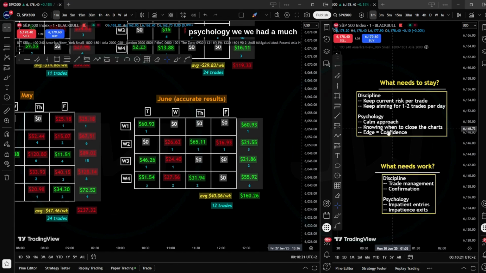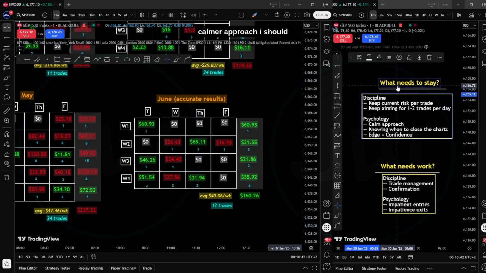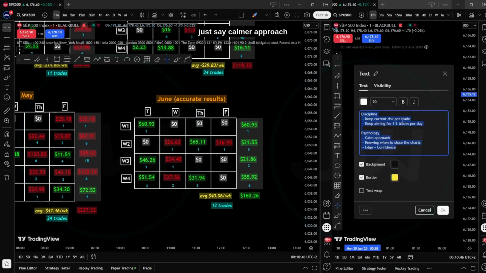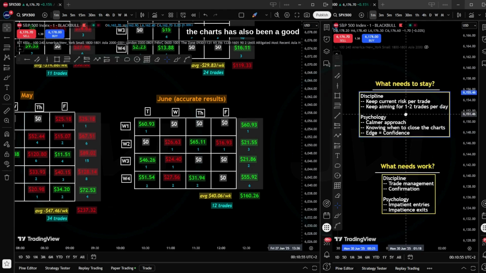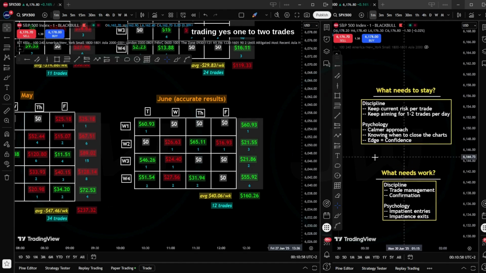Psychology, we had a much calmer approach. I've noticed less emotional, less distraction and fearfulness compared to the other months. Of course, there will be some fear and some emotion that will take place, but it's a huge difference, and that is why I put this calmer approach to the markets, which I think is good. And knowing when to close the charts has also been a good thing that's played a role in trading.